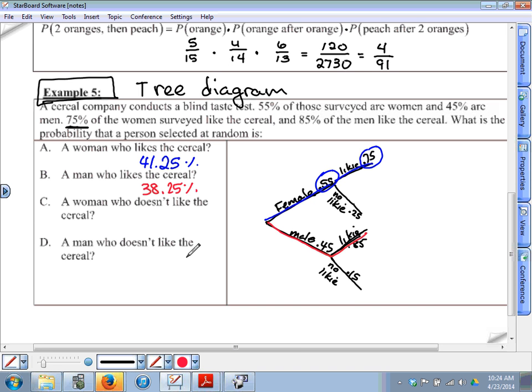A woman who doesn't like: 0.55 times 0.25. Yeah, you have to just follow the branches. Let's go. A female who no likey.